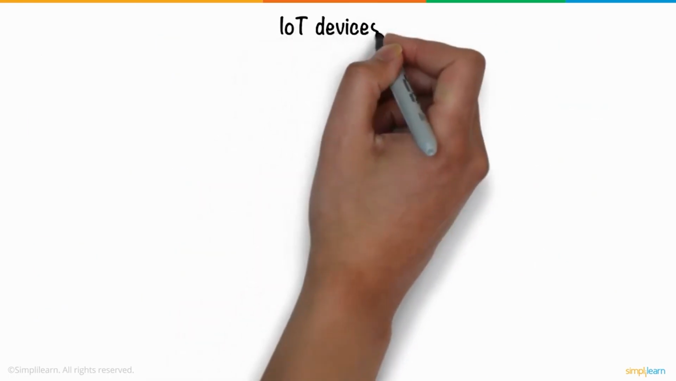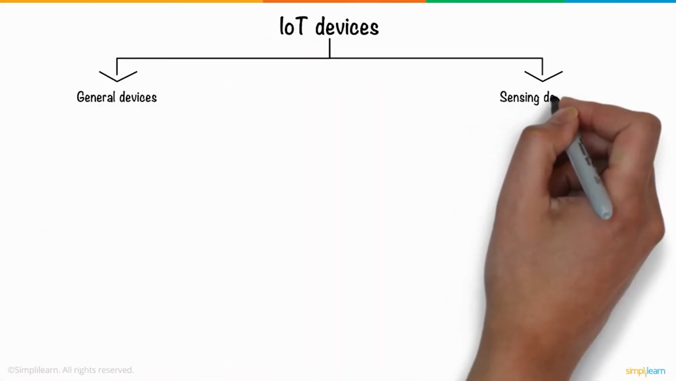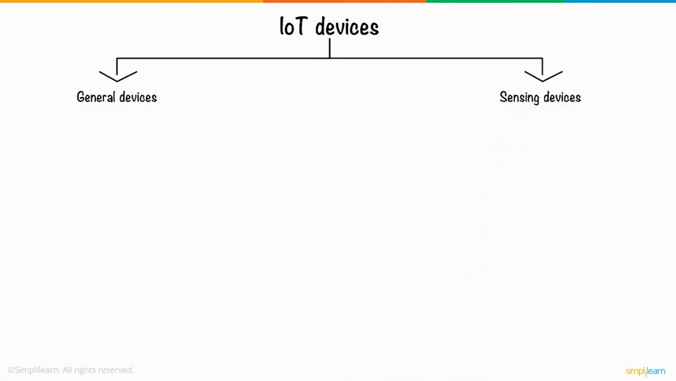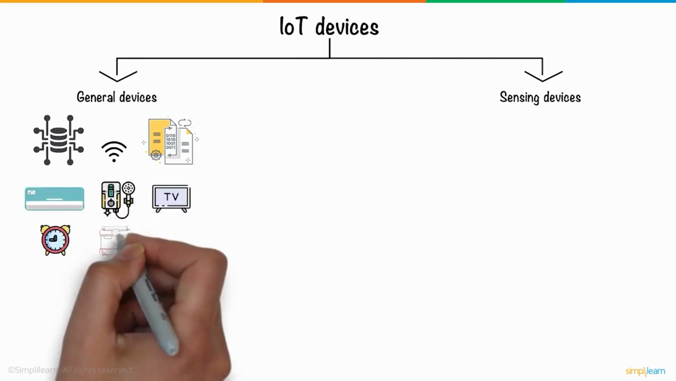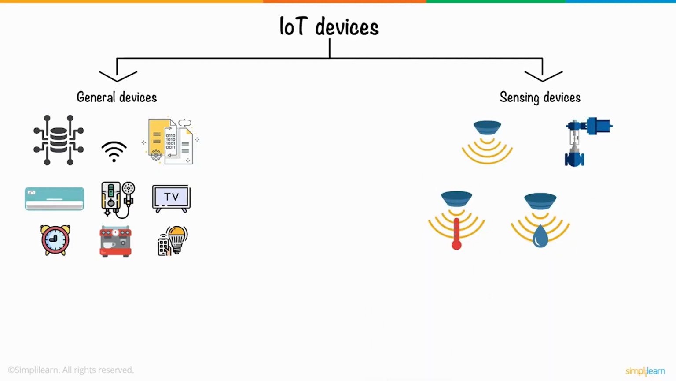In the context of IoT devices, hardware can be classified into general devices and sensing devices. The general devices are the main components of the data hub and information exchange. They are connected either by wired or wireless interfaces. Home appliances are a classic example of such devices. The sensing devices, on the other hand, include sensors and actuators. They measure the temperature, humidity, light intensity, and other parameters.